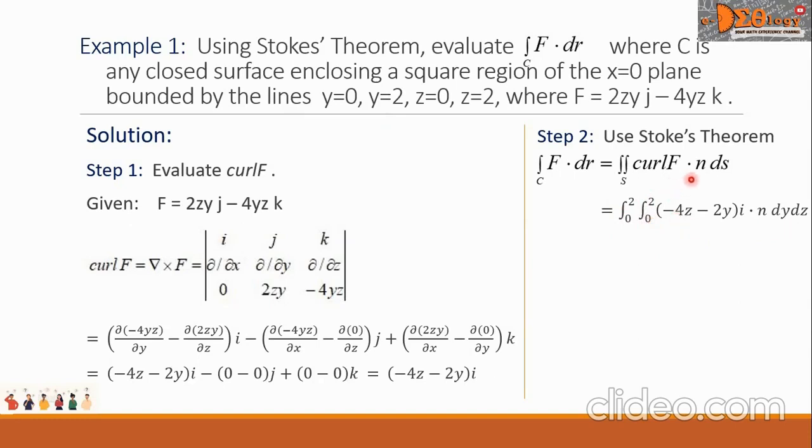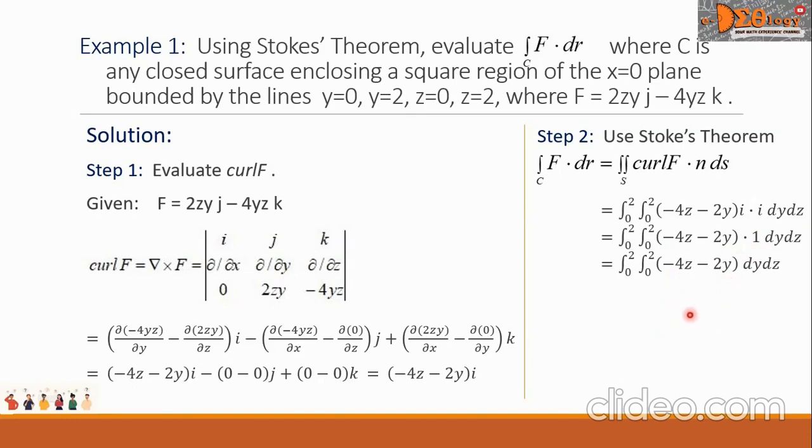We just copy this dot n. Now, we let n equals i. That is to conform with this component i in here. So the n becomes i. Now, we evaluate this value of curl F dot i. So we have now this quantity negative 4z minus 2y dot 1. And we can simplify this further into negative 4z minus 2y.